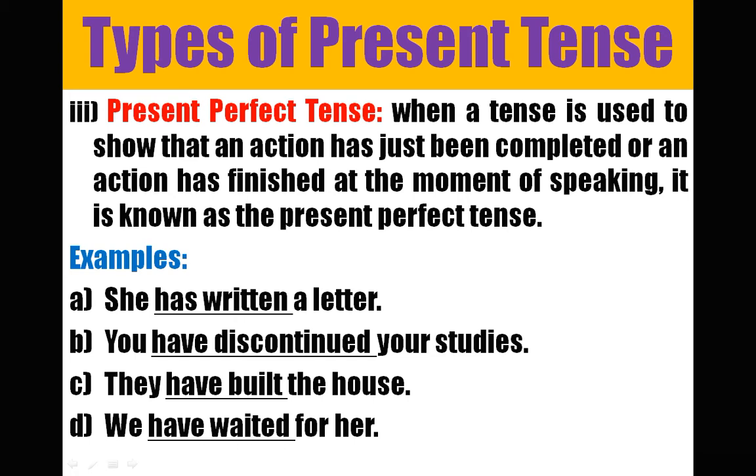You have discontinued your studies. This also indicates that the action is in present perfect tense. They have built the house. It shows that by this moment they have completed the building of the house. We have waited for her. This also indicates that the action is in present perfect tense.